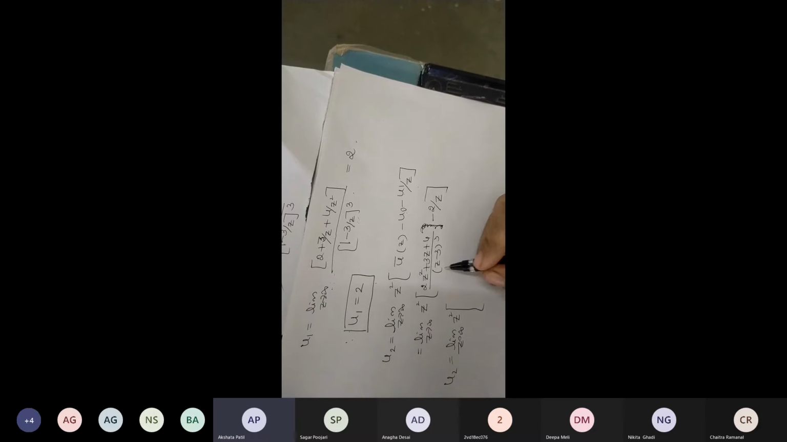Now what should I do here? We write limit z tends to infinity, this z square we keep as it is. Now take the LCM. Here z minus 3 the whole cube is there, and here z is there. So the LCM is z into z minus 3 the whole cube. Now cross multiply by z.